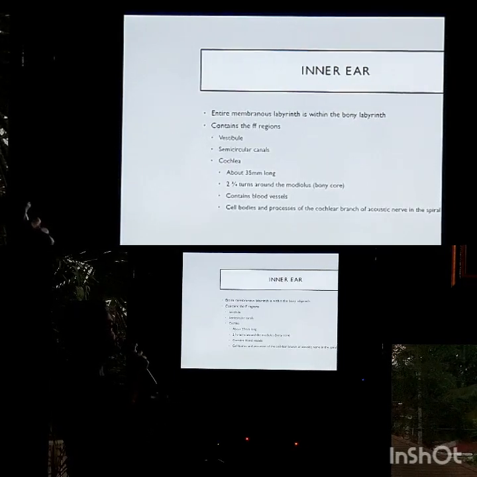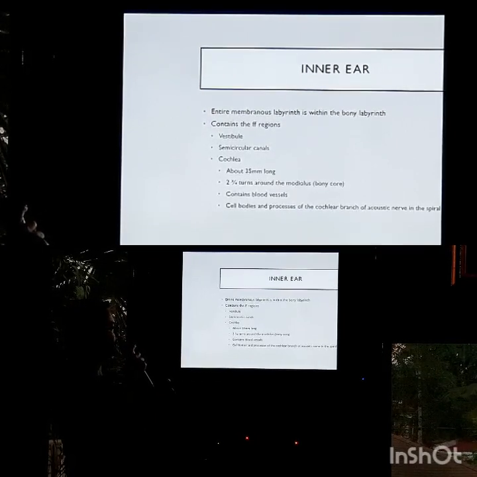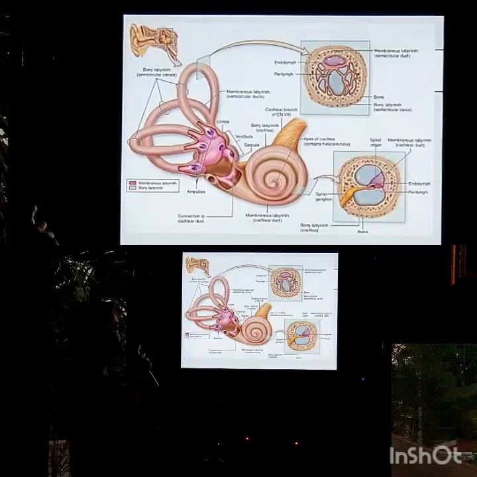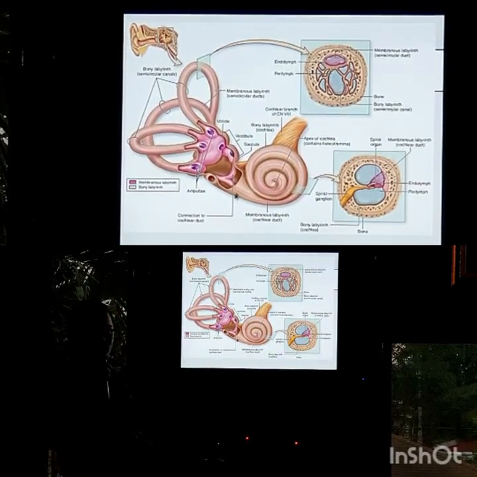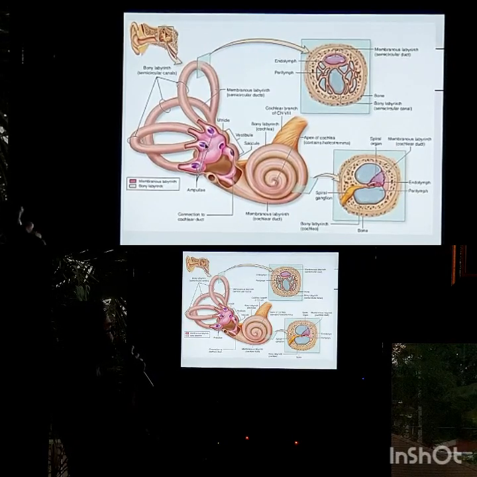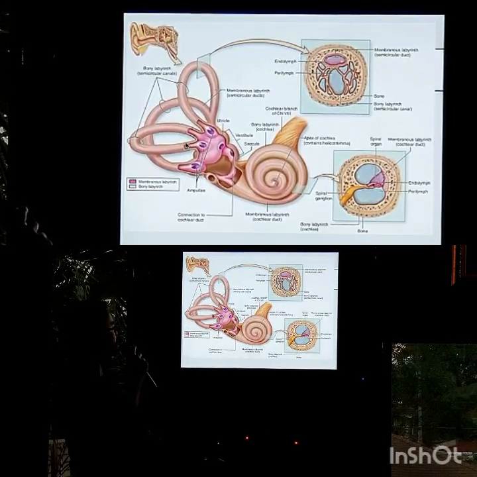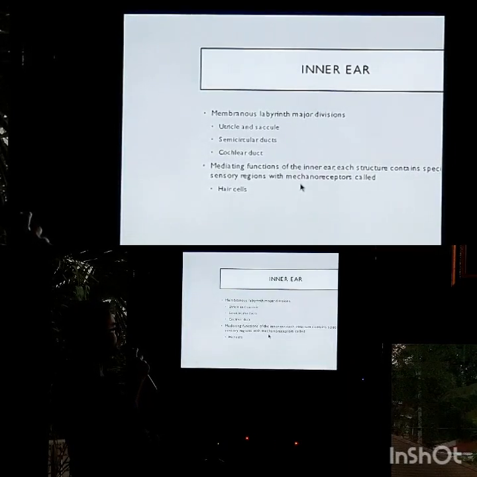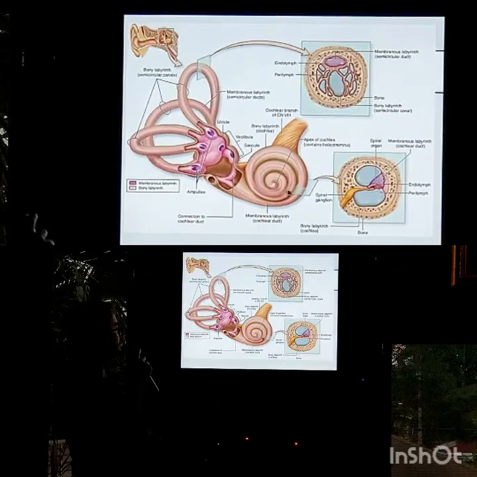So the entire membranous labyrinth is within the bony labyrinth, and it contains the following regions. So you have the vestibule, the semicircular canals, and the cochlea. So did you see this drawing? So this is the vestibule. Okay, you have the semicircular canals here. Look, they are partly circular, and you have the cochlea here. Okay.